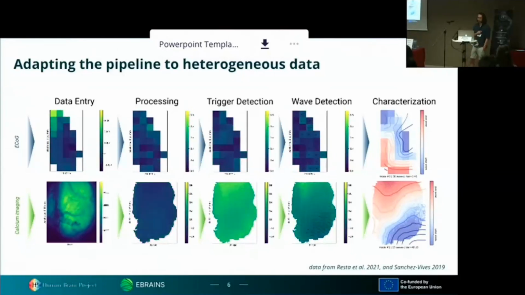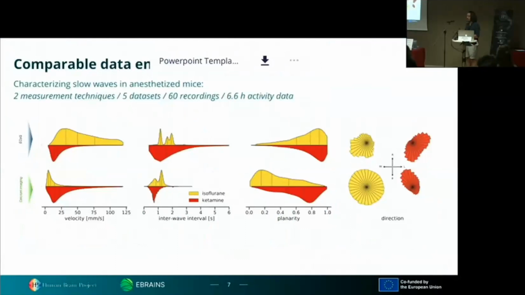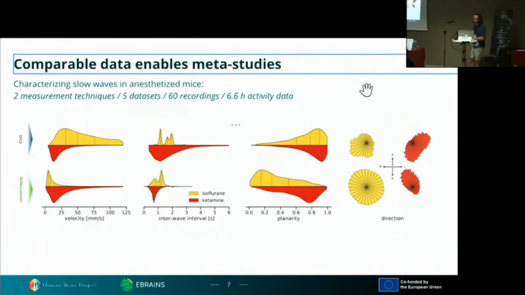And what this makes possible is that we can now feed a lot of data sets through the pipeline quasi-automatically and basically create meta studies across many data sets and get this overview. So here we have basically 5 data sets with over 6 hours of total activity. And we're still analyzing this, but we can already see some quite interesting results.